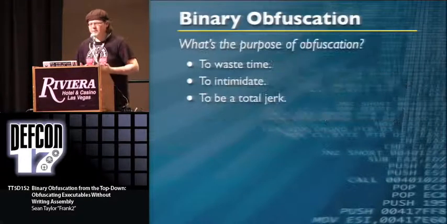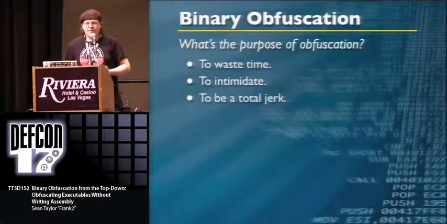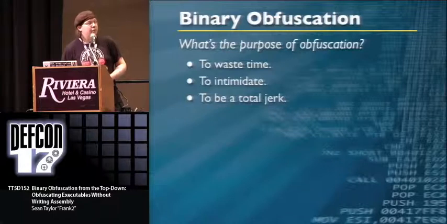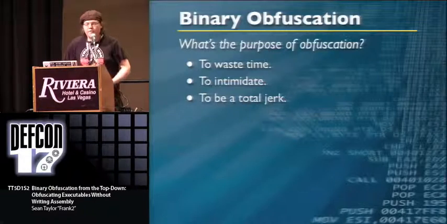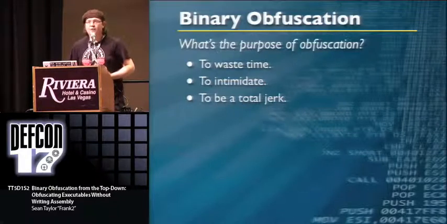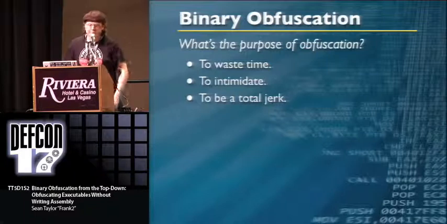So let's talk about the purpose of obfuscation. The entire gist of obfuscation is to be a jerk. You don't want anybody to read your code. You want to send them into alcoholism. You don't want them to be able to read your code whatsoever. You're basically just trying to be a jerk. You're trying to waste time. You're trying to intimidate them. You're trying to make them think that they won't be able to read your code at any chance whatsoever.